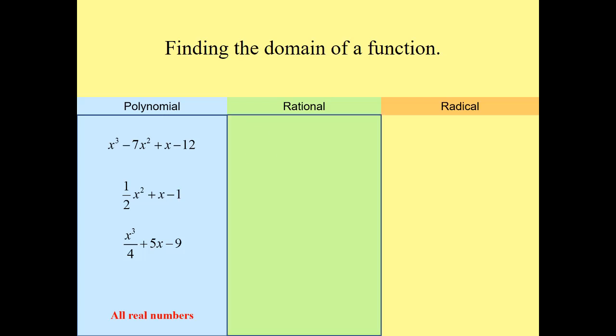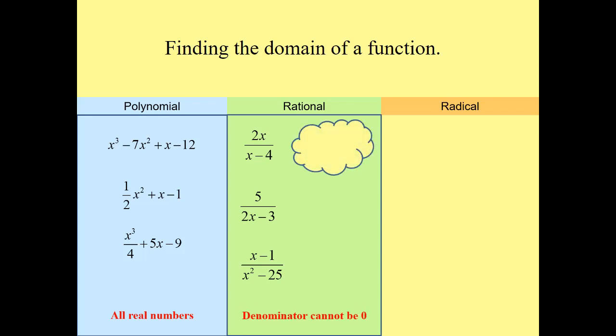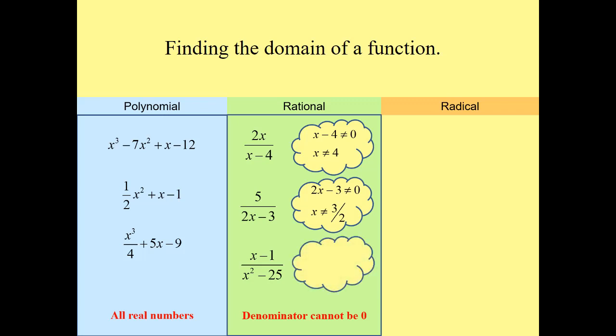Rational functions are fractions where we have x's on bottom, and the main idea about fractions is you cannot have a 0 on bottom because there's no such thing as dividing by 0. So we want to know for each of those fractions what would make the bottom a 0. In the first one, as you can see, x minus 4 means x can't be a 4. Second one, x cannot be 3/2. And the third one, there's two numbers that x cannot be.